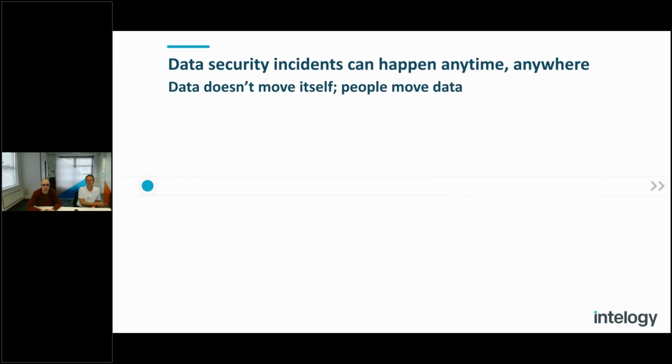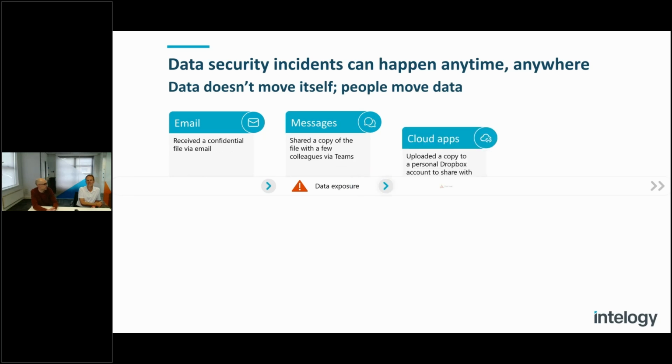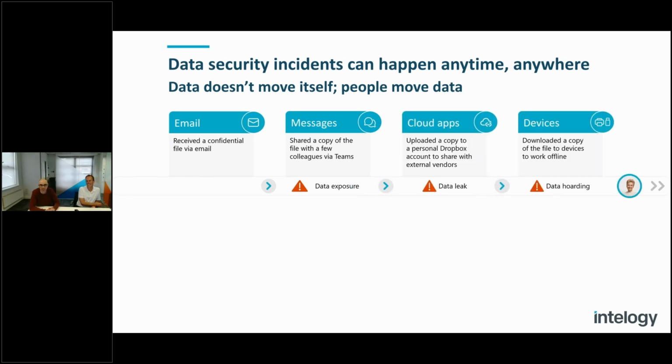So a couple more examples here. I like that phrase, data doesn't move itself, people move data. I think that's quite a relevant one just to remember there. There's always a human involved when it comes to these things. So yeah, this top example is of data exposure, data leakage, and data hoarding, all through inadvertent actions.